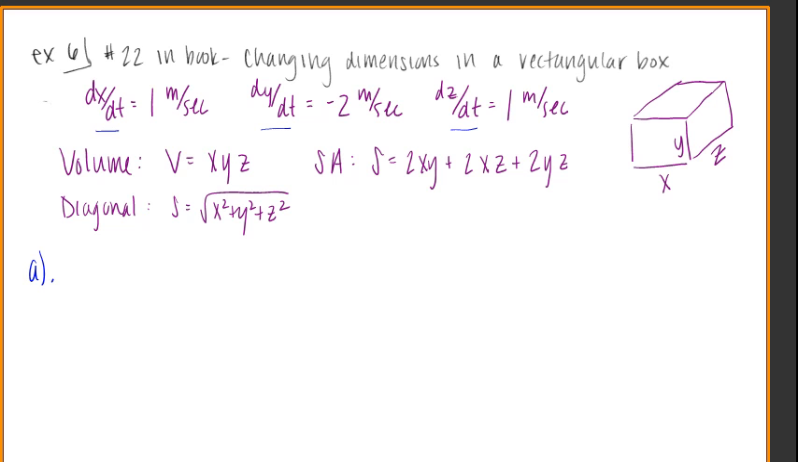So first of all, in part A, we want to know how the rate at which the box's volume is changing relates to the dimensions. Okay, so the volume of a box obviously is just side times side times side. So if we want to find the rate of change of the volume, we have dV/dt, and again we're going to treat x, y, and z all as variables. There's no constants in there.